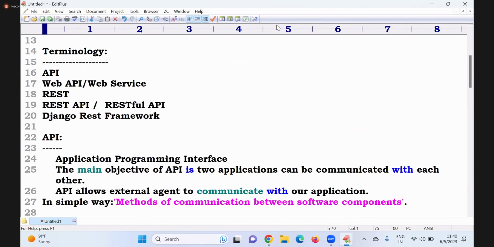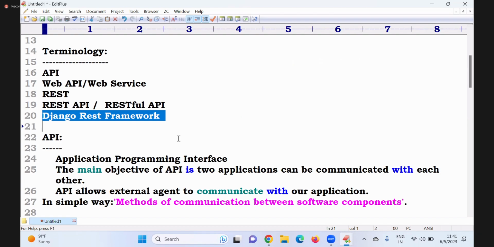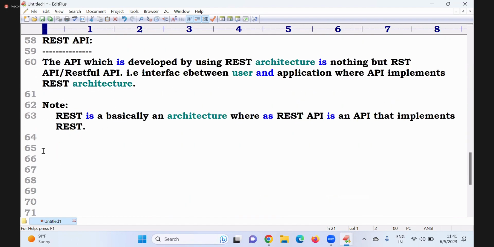Sir, what is API? Every time you ask, sir, what is API? What is REST API? What is web API? What is REST? Based on this, you can tell what is Django REST framework. By using REST, I can implement API calls for my Django application. That is called the Django REST framework. So REST is one architecture. By using that architecture, I am preparing APIs for accessing your Django applications. That is nothing but Django REST framework.